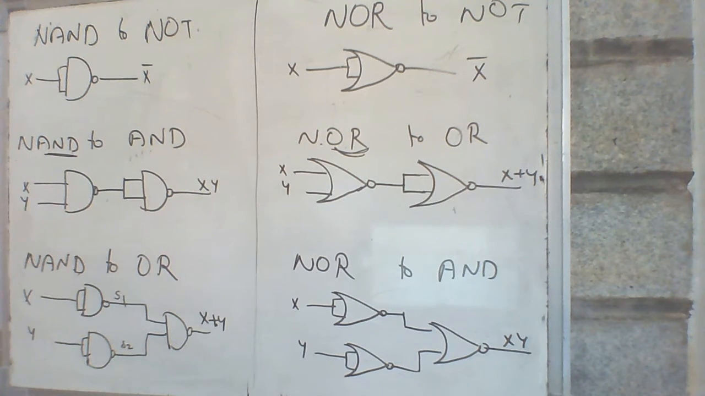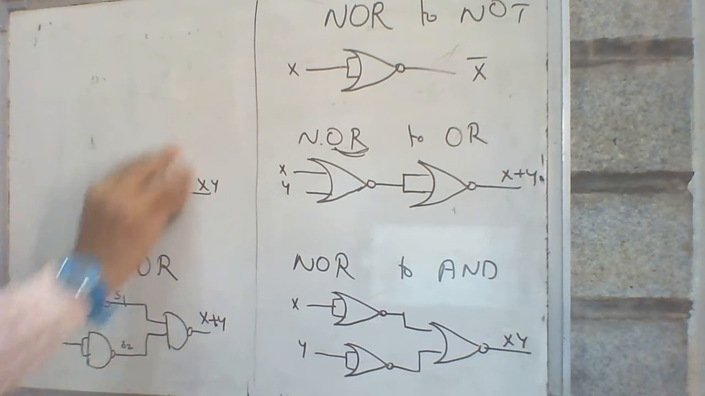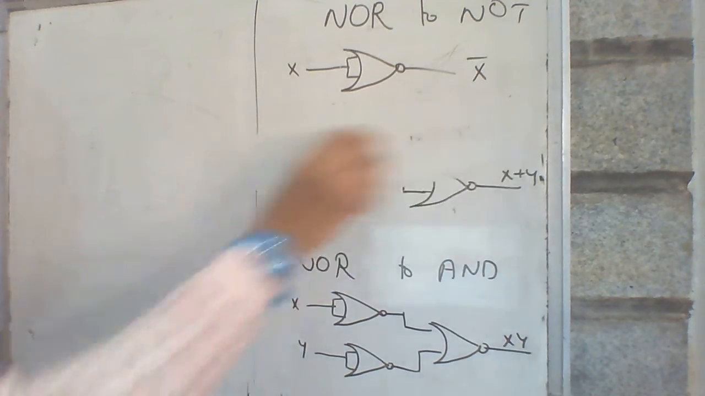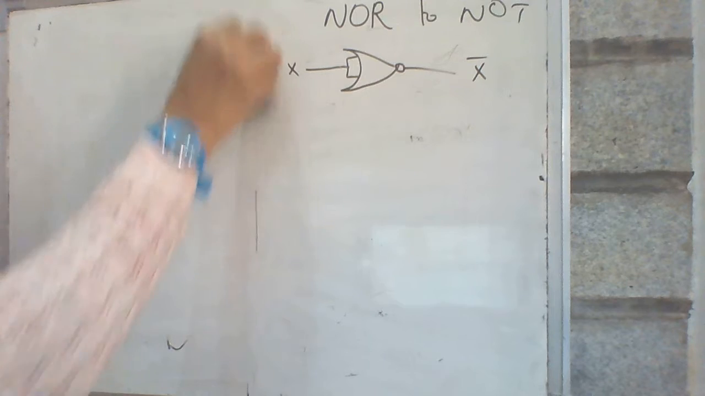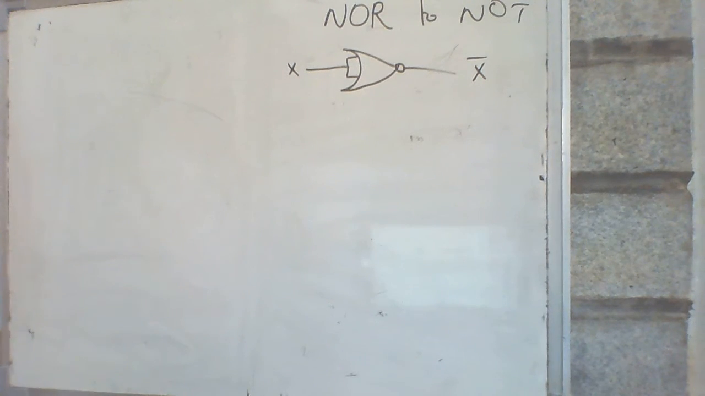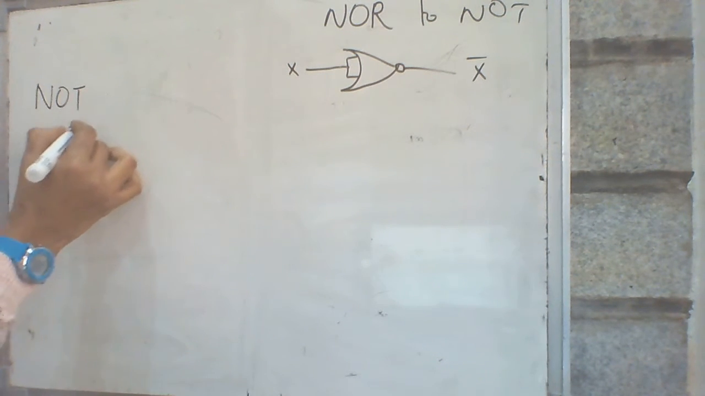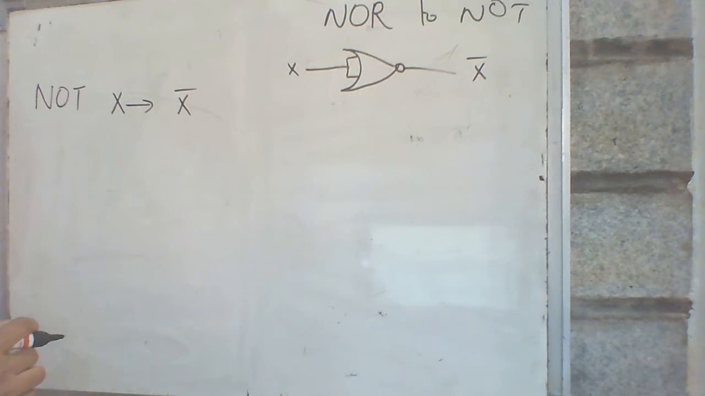Now we can consider NOR to NOT logic. These 3 we have already proved. Now we can prove NOR to NOT logic, or realize NOT gate using NOR gate. Then what is the NOT gate? NOT gate means if X is the input, what will be the output? X bar will be the output.